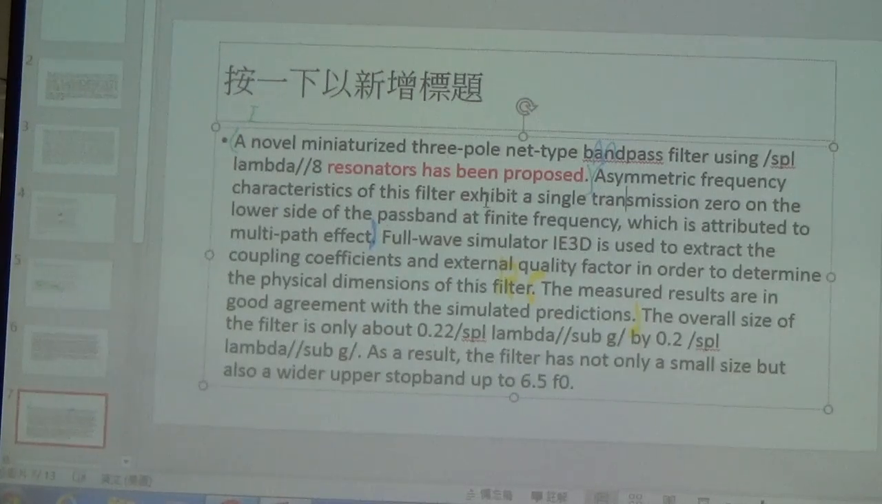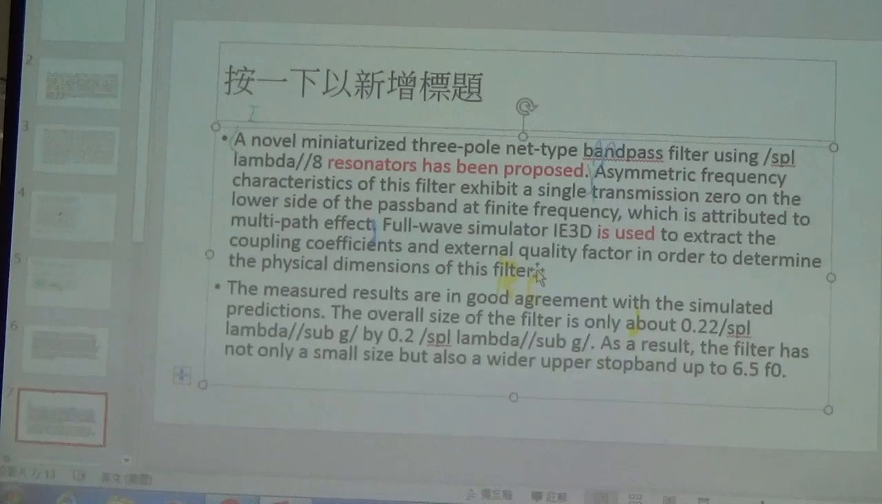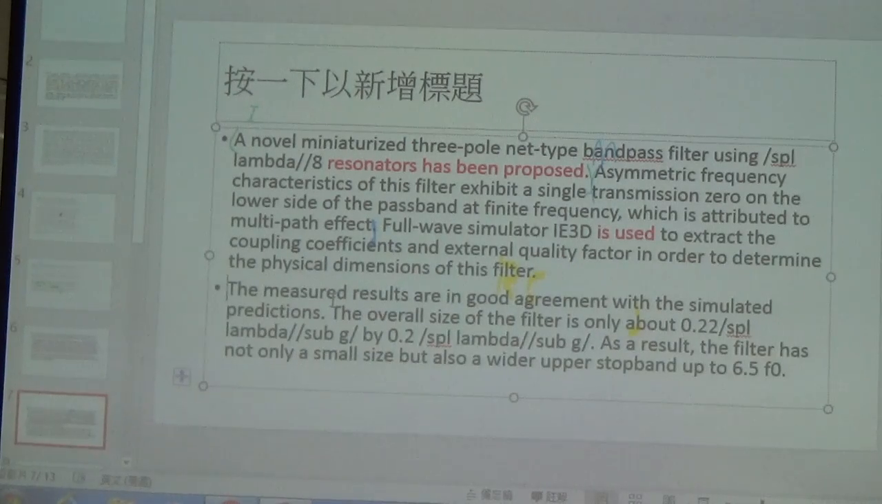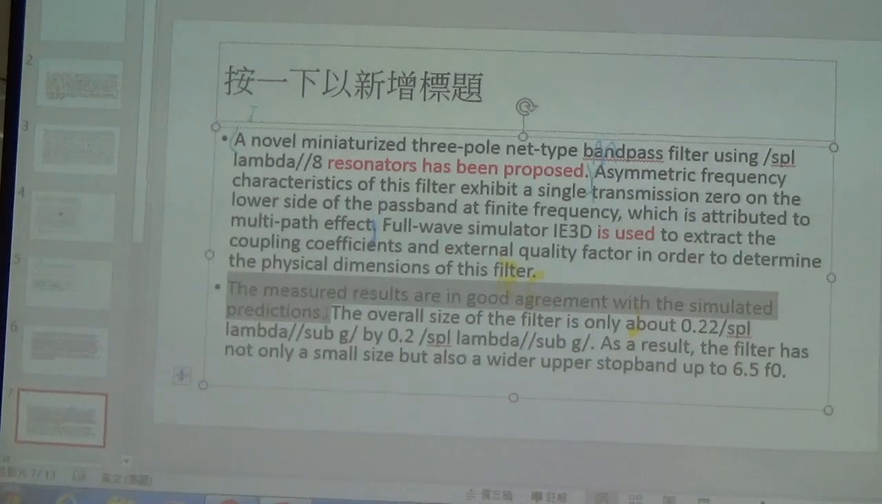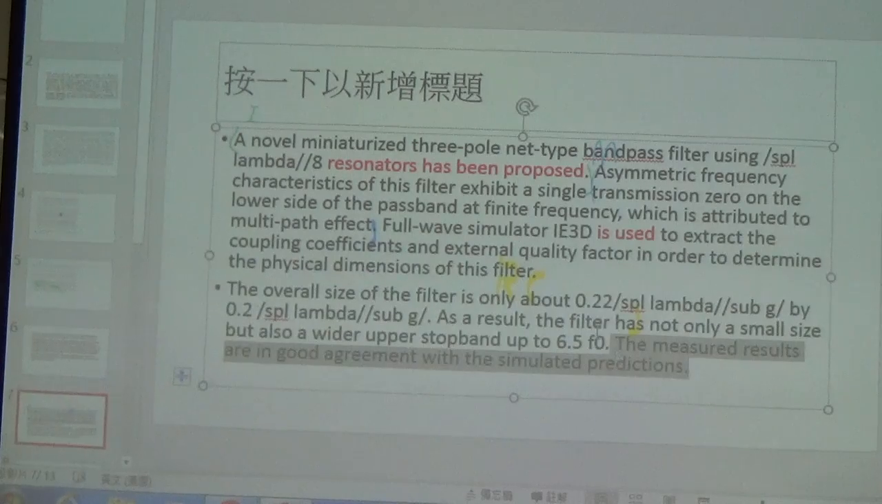Exhibit, and then it's used to, okay, that means the method used to do this. And then the result, that's what I want to say. This sentence is actually the discussion. It means the result is good, but not the finding. So this should be moved to the end of the abstract.